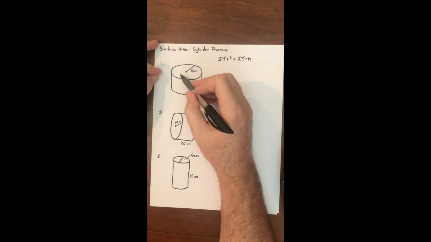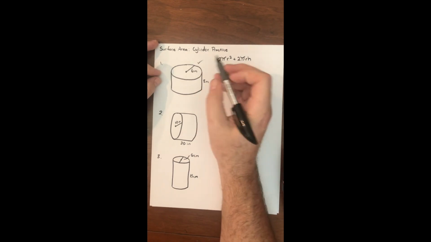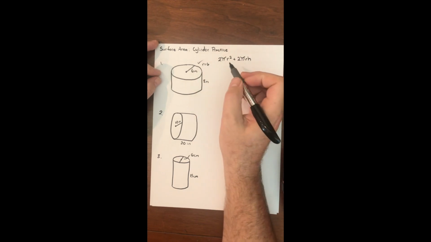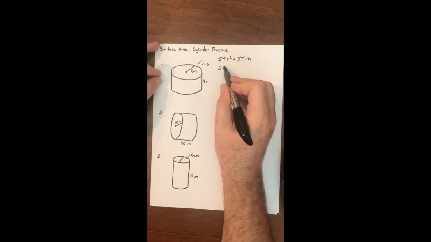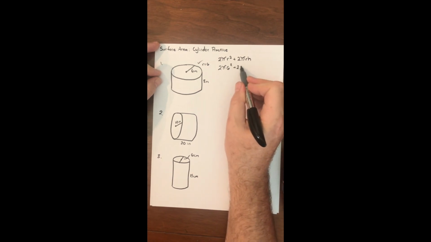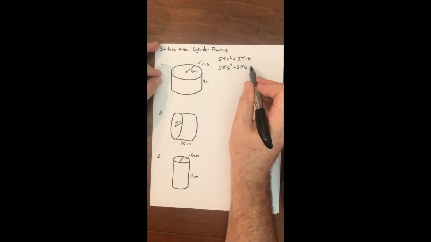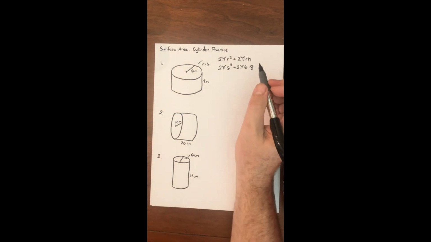Okay, here we go. First thing I need to check is, do I have the radius or do I have the diameter? I have the radius, so check. I am good to go. We have the radius of 6. So I got 2 pi, the radius 6 squared, plus 2 pi, the radius again, 6, times whatever the height is, which is 8 this time.